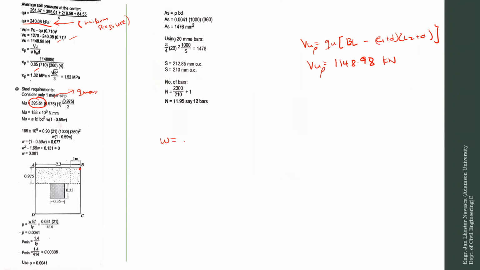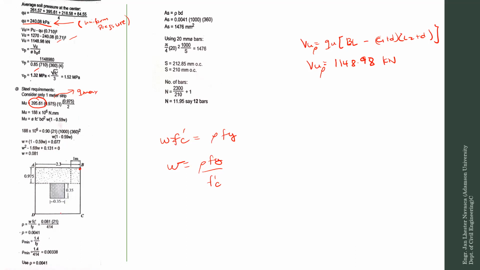Omega is equals to omega f prime c is equals to rho fy, or omega is equals to rho fy over f prime c. Still the same. Dito, sunod na yung omega, then after solving omega, equate it to find the rho. So they're still the same.